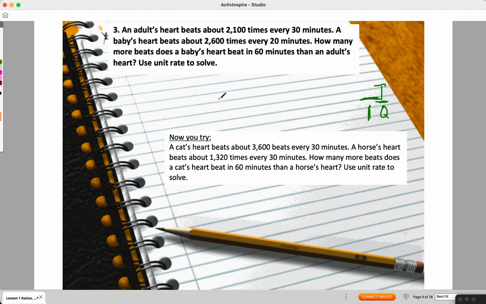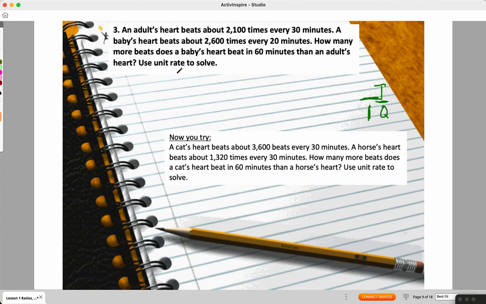So if we're looking at this one, it says an adult's heartbeat is 2,100 times in 30 minutes. A baby's heartbeat is 2,600 beats in 20 minutes. Okay? How many beats would a baby's heart beat in 60 minutes, and how many more beats would a baby's heart beat in 60 minutes than an adult heart? Use unit rate to solve.